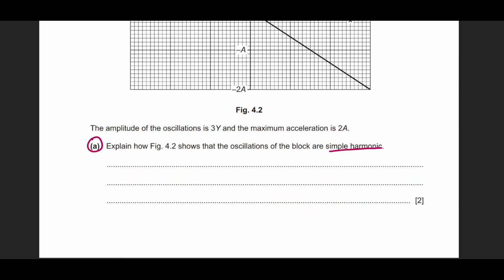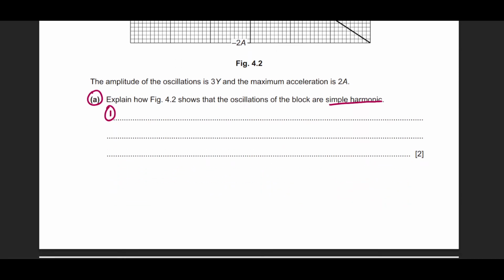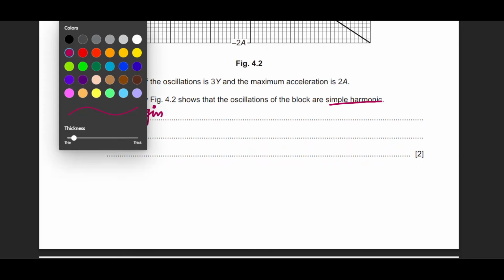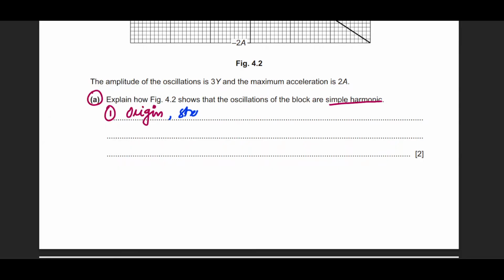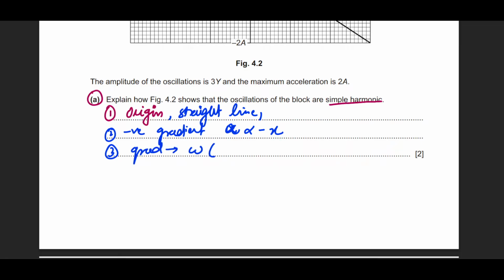What are those characteristics? So the first characteristic is going to be the negative gradient, right? But let's start with a simple one. The line is passing through the origin. This means that this is simple harmonic motion. Plus, it's a straight line passing through the origin. It has a negative gradient, which means that acceleration is inversely proportional or is opposite to the displacement, right? And we can also say that the gradient represents the omega or the angular velocity, right?